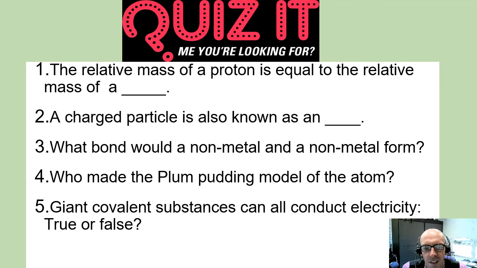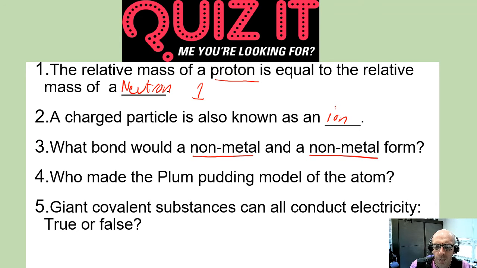And welcome back. So the relative mass of a proton, the mass of a proton is equal to the mass of a, so the other one with a mass was a neutron. It's neutrons and protons that weigh 1 each. They both have an atomic mass of 1. A charged particle is an ion. What bond would be between a non-metal and a non-metal? Non-metal and non-metal are where they do the sharing, so that would be called a covalent bond.